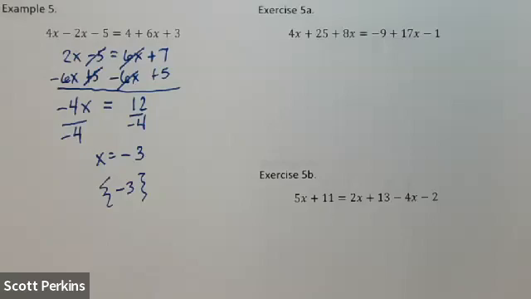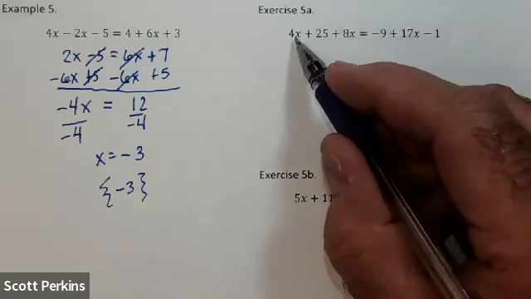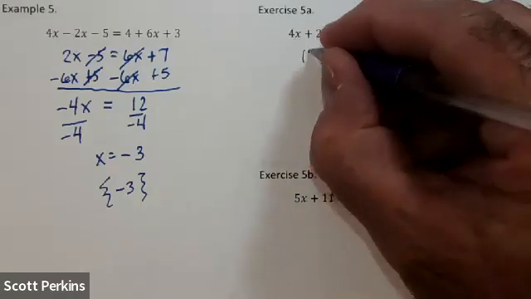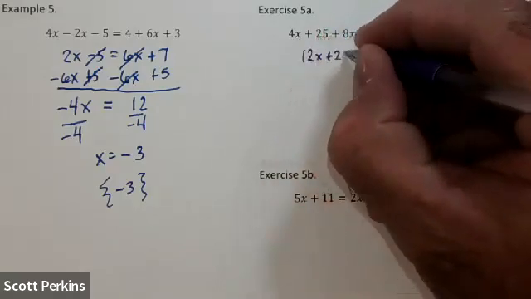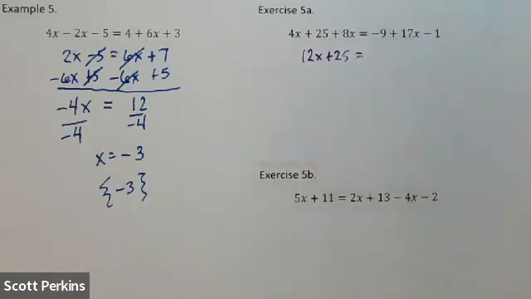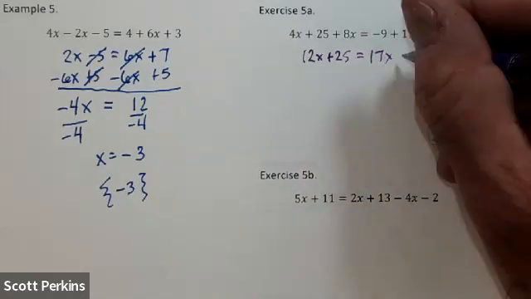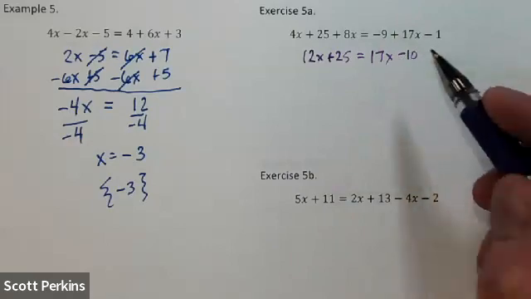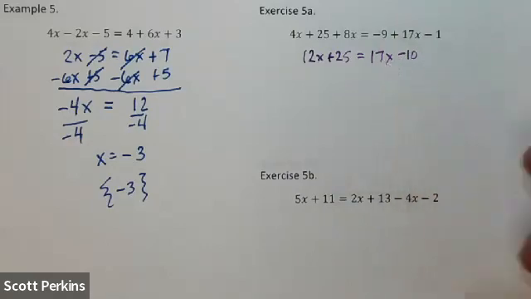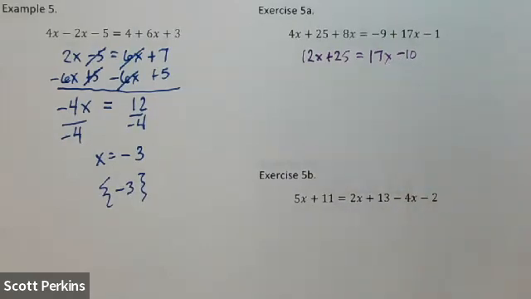So here goes. On the left side of this, I've got like terms 4x and 8x. That gives me 12x plus 25. If you get something different, let's talk about it. On the right side, I've got 17x, and then -9 and -1 is -10. You could have those terms in a different order. If you have -10 plus 17x, that's totally 100% fine.